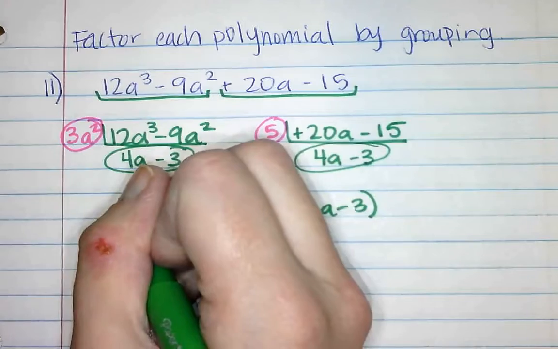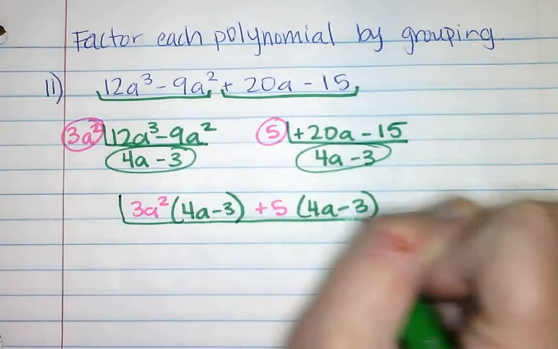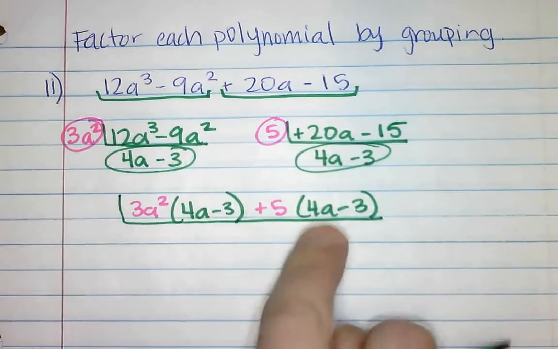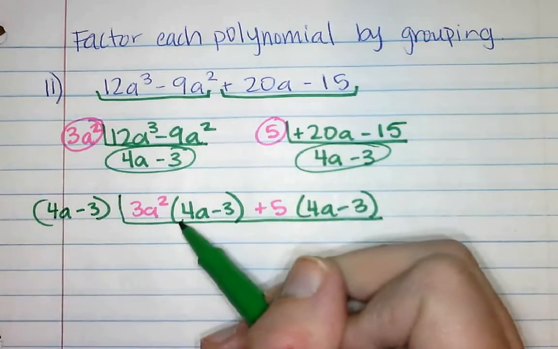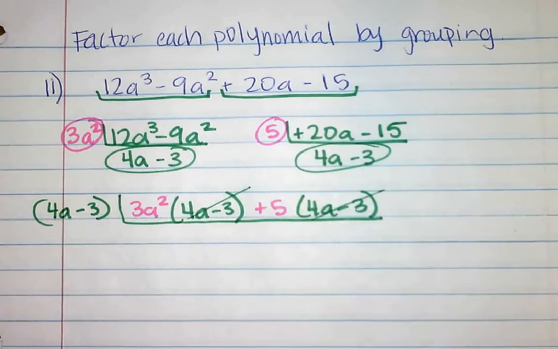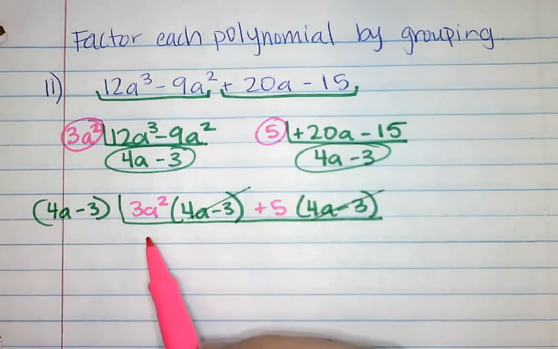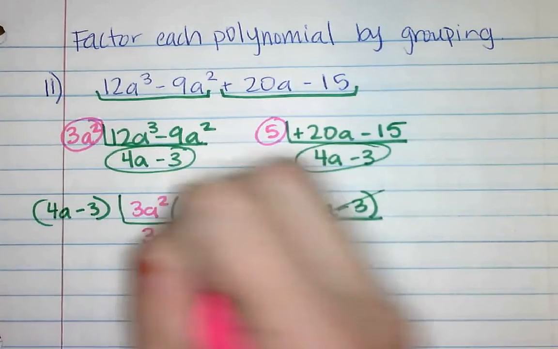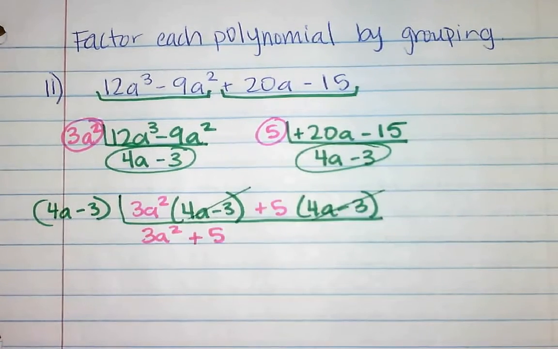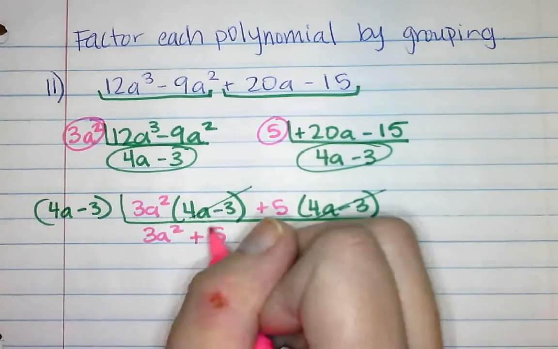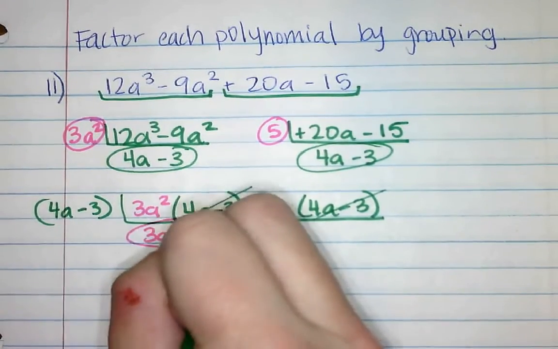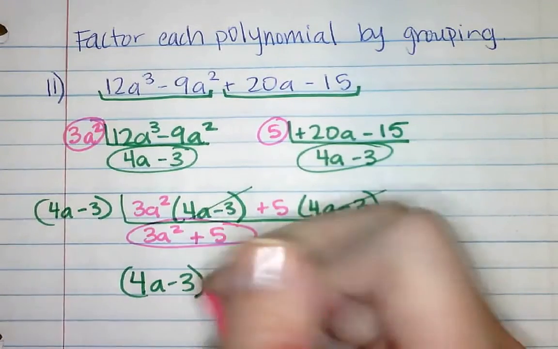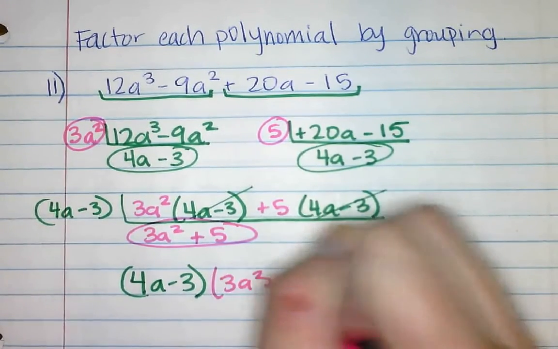4a minus 3, right? That's going to cancel this guy and this guy. And what are we going to be left with? 3a squared plus 5. So if we factor out the 4a minus 3, now we have our two binomials. We have 4a minus 3 times 3a squared plus 5. And that is our final factored form. Do y'all feel good about that?